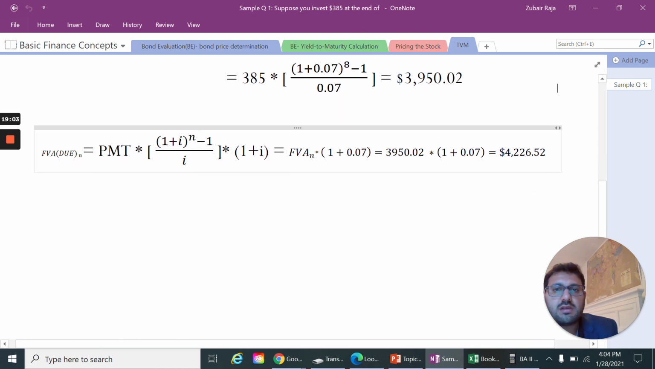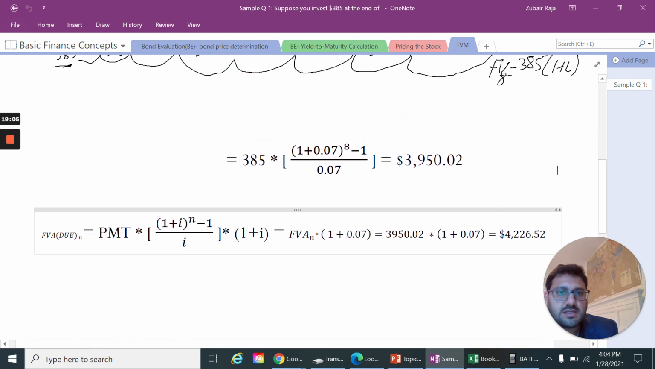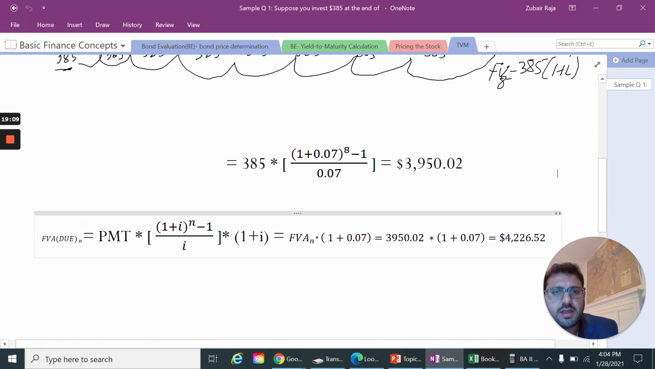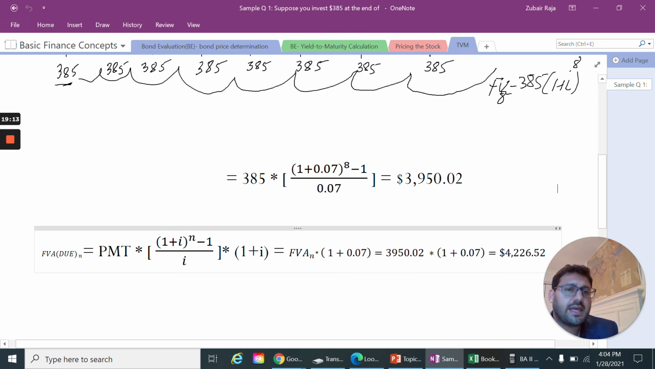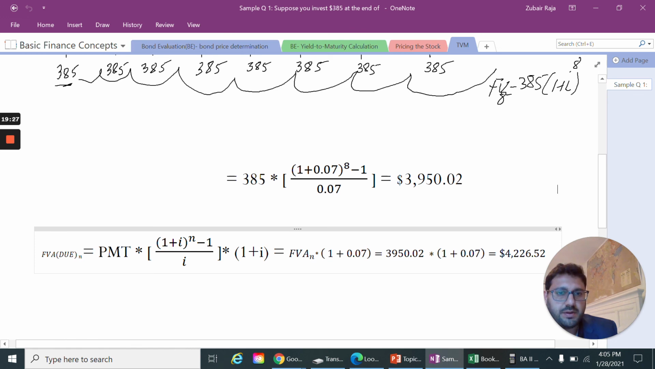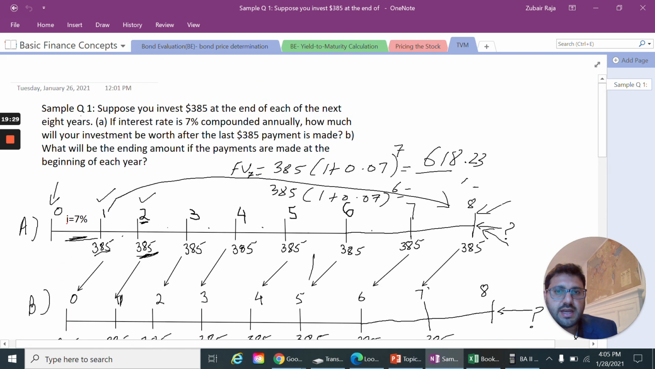So this is the first simple example, one of the basic examples, of how we can use the concept of time value of money to move cash around and find the future worth of a stream of ordinary annuity and annuity due after a particular time period. I hope you understand this question.